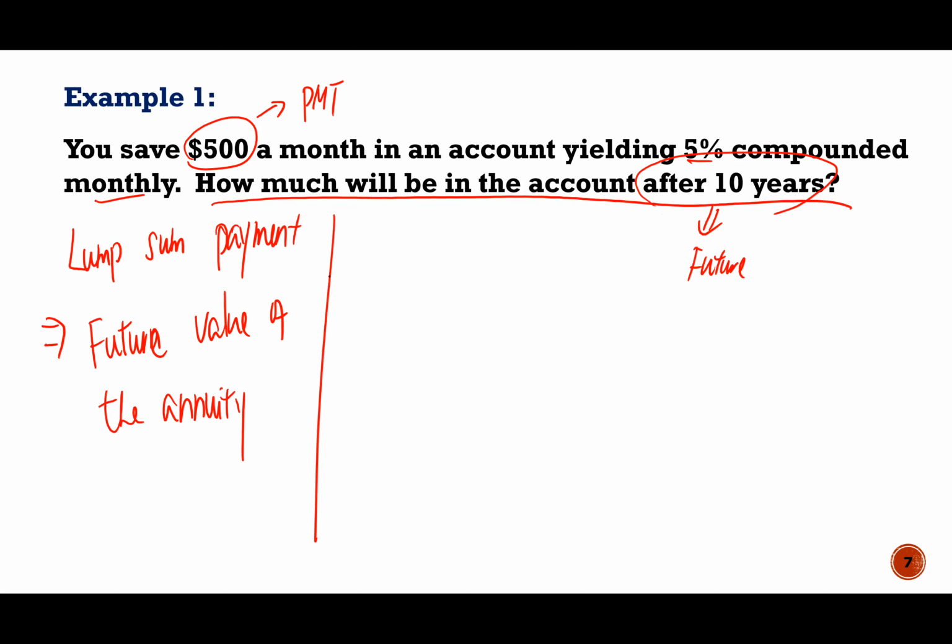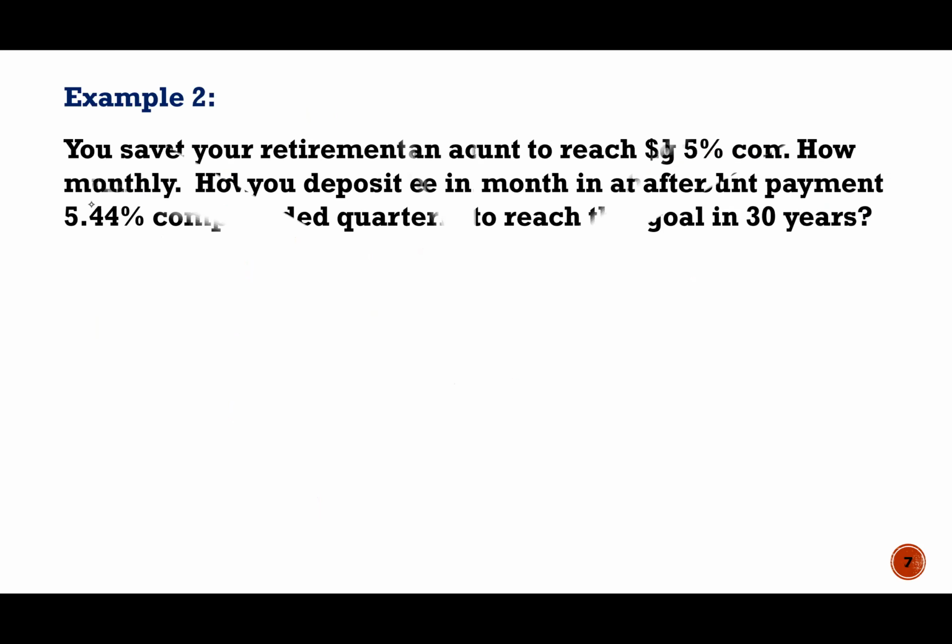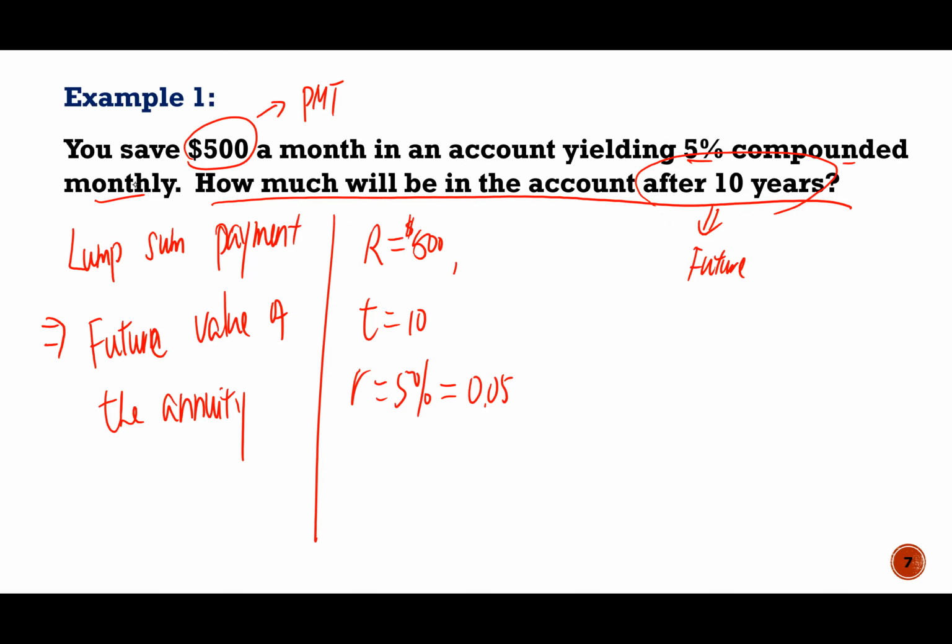So we need to know some given information here. The PMT, or regular payment, is $500. That's one thing we know. And time T is given, right? T is 10 years. And also the rate is given, 5%, so it's 0.05. We also know the compounding period, right? It's compounding monthly, so that means n equals 12.